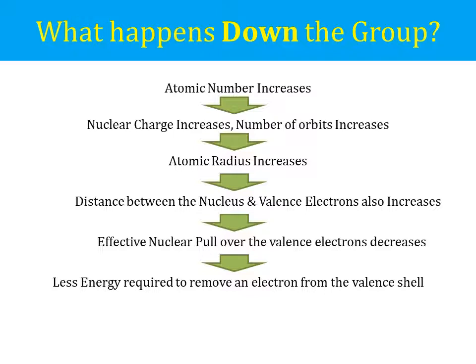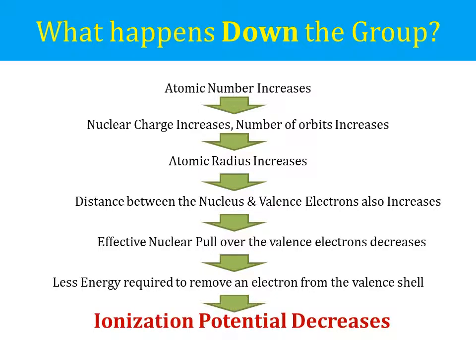If they're away, the electrons are not being pulled by the nucleus very strongly. Do you think a lot of energy will be required to remove them from the valence shell? No, less energy is required because they're just loosely attached. Just a small amount of energy is enough to remove them from the valence shell, and hence ionization potential decreases.